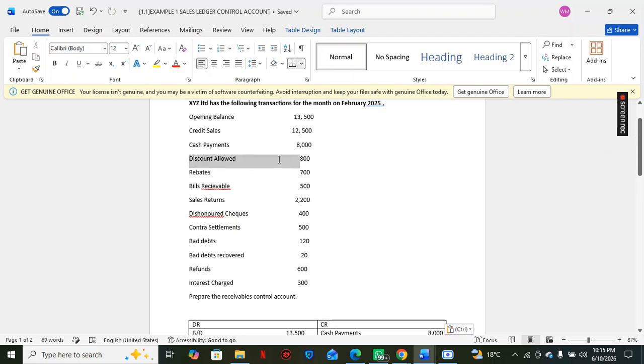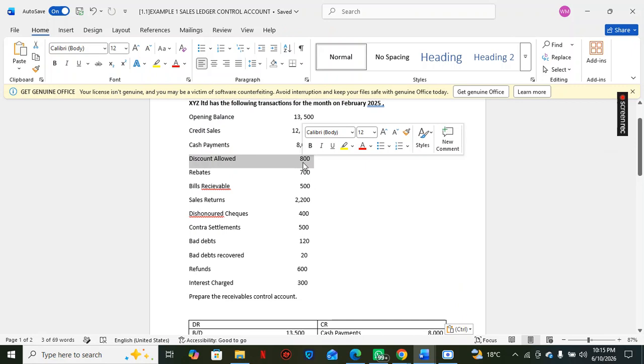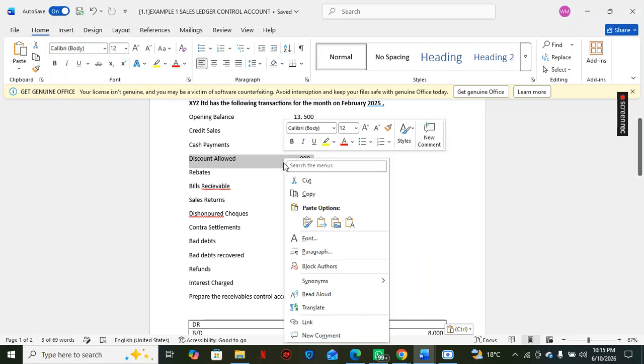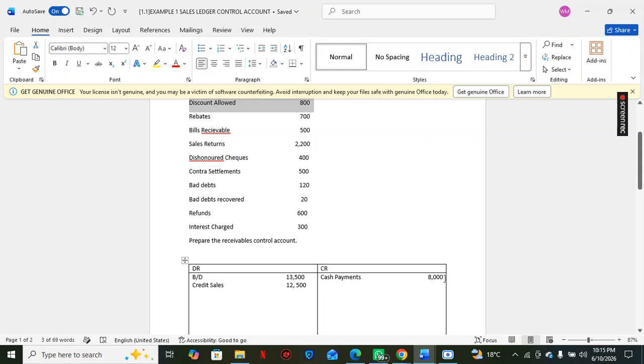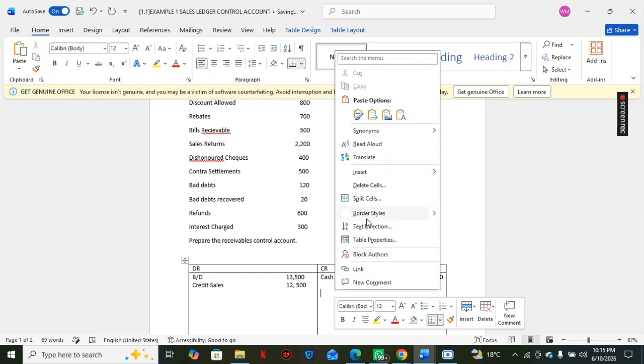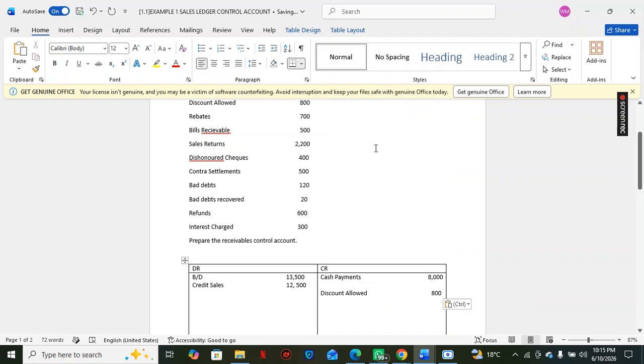We have discount allowed, when we give our customers a discount. Customers who purchase on credit are owing us money. So they are paying us now, and we've given them a discount. This discount is also reducing what is being owed to us because we're getting less money when we get paid. So discount allowed also goes on the credit side because it reduces what is being owed to us.